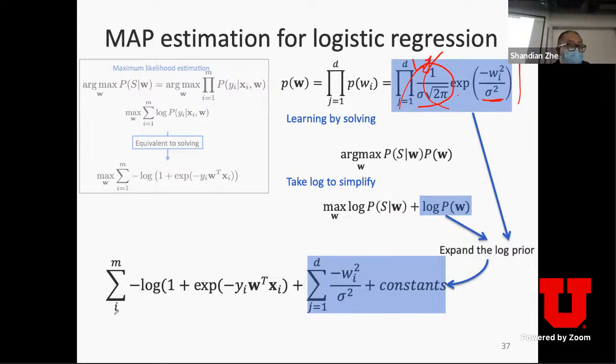So now you get our objective for the MAP estimation. It's pretty similar to the MLE estimation. The only thing is that you actually add a bunch of square terms over individual weights. Any questions so far?